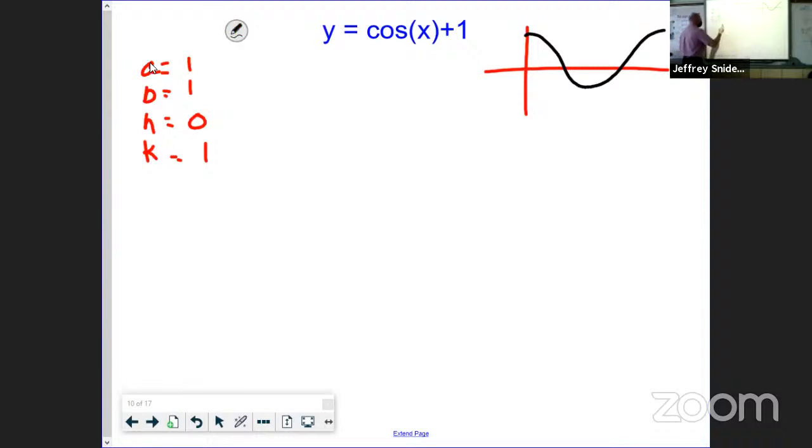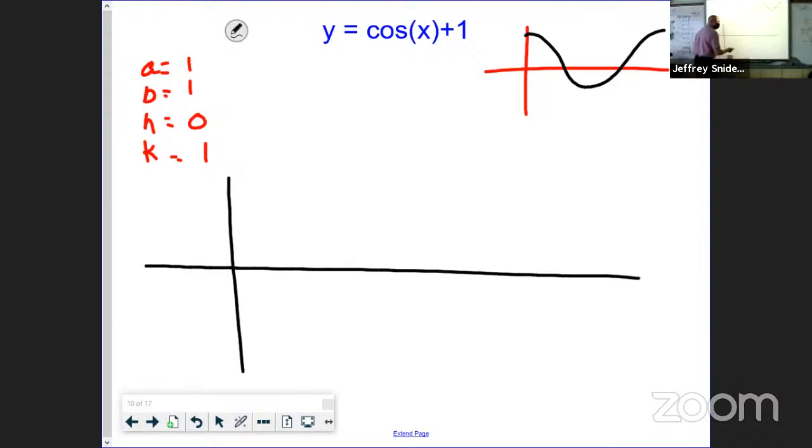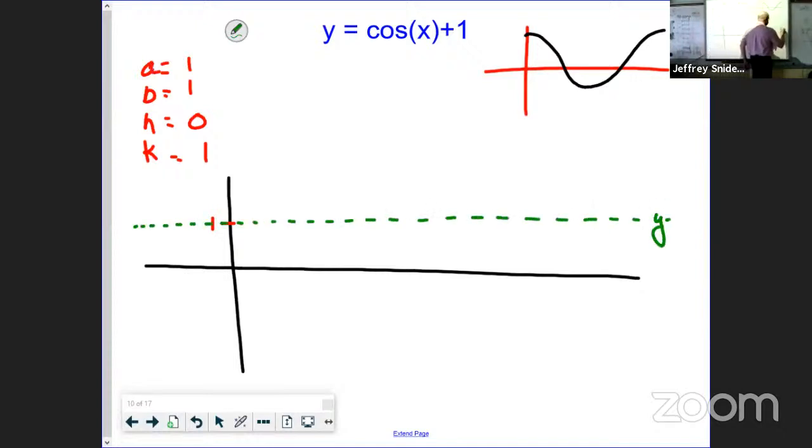So I'm going to start getting ready to sketch this. I'm not going to do the whole thing yet, but all I want to do is get the midline drawn right now. I'm going to draw the midline first on this since there's a vertical shift. The midline is at 1, so here it is. So my midline is going to be right here at y equals 1.